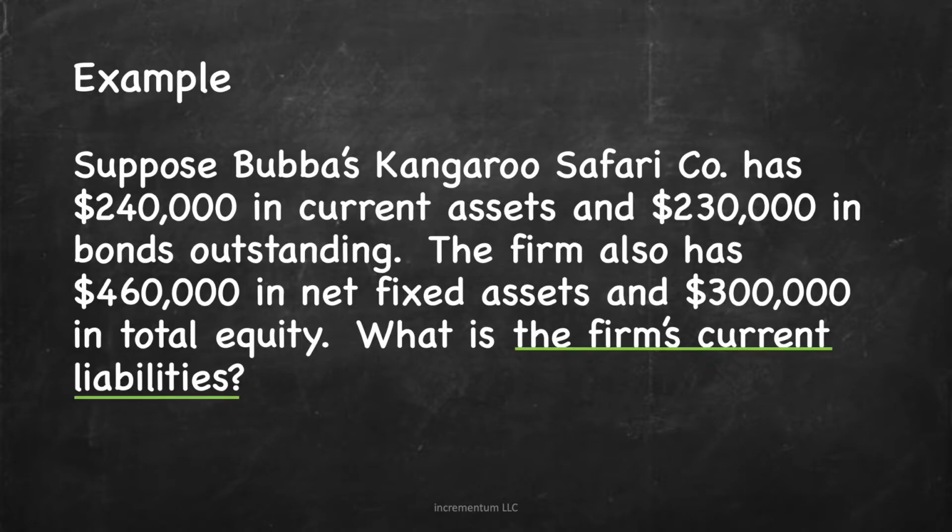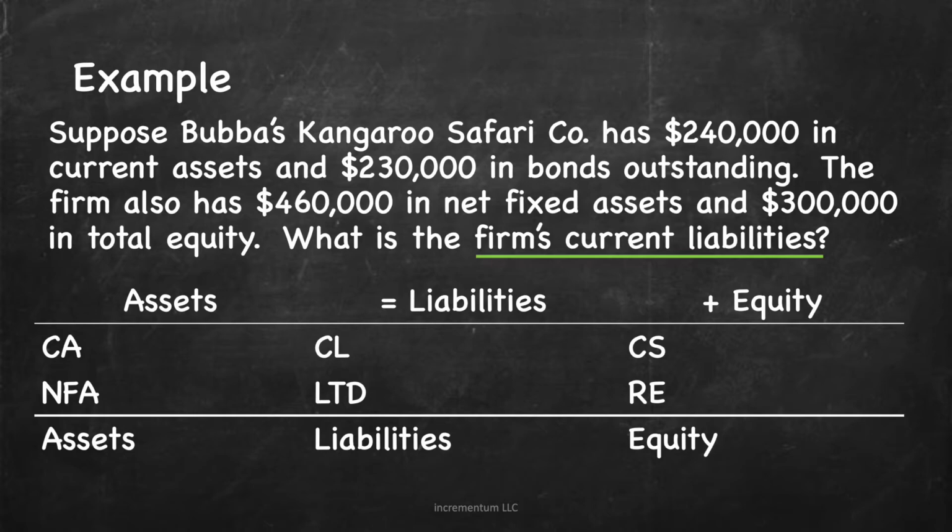Always go to your question. You're being asked about the firm's current liabilities. If you skim through the problem, you're also given current assets, bonds outstanding, net fixed assets, and total equity. All of those things are on the balance sheet, so it's a good idea to draw a balance sheet template. So we've got our 6 main pieces on our balance sheet template: current assets, net fixed assets, current liabilities and long-term debt, common stock, and retained earnings.